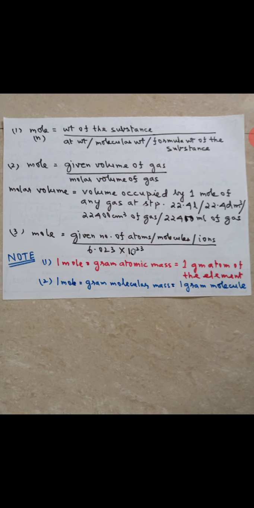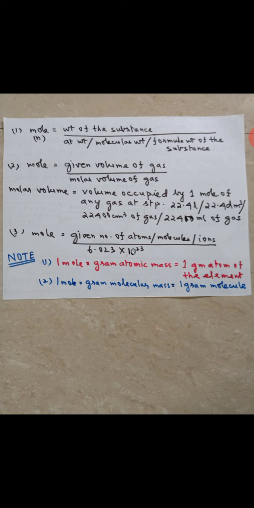Same thing in terms of number of particles. It is given as number of atoms, molecules or ions. I have told you already, particles means either atoms, molecules or ions, divided by Avogadro's number. Suppose in nitrogen gas, the number of particles is 5 into 10 to the power 26. How many moles is there? So what you will do? 5 into 10 to the power 26 by Avogadro's number, 6.023 into 10 to the power 23. Alright, that is nothing but 1 mole.